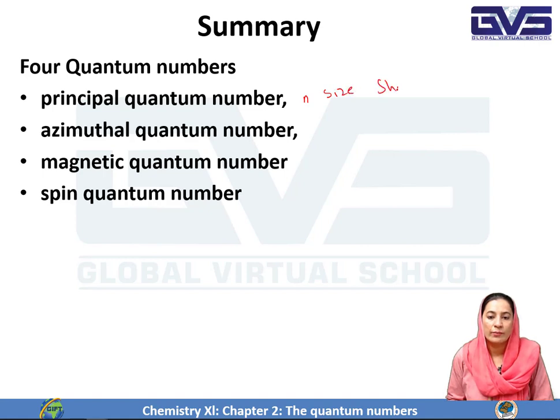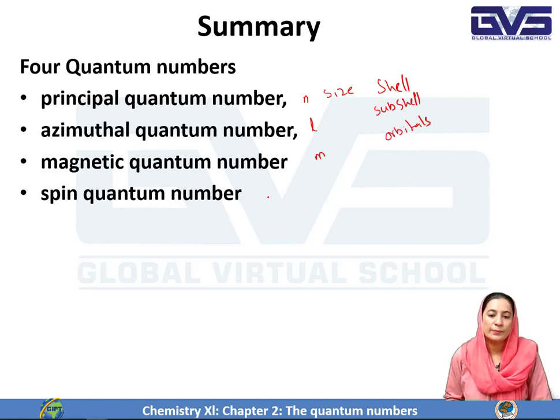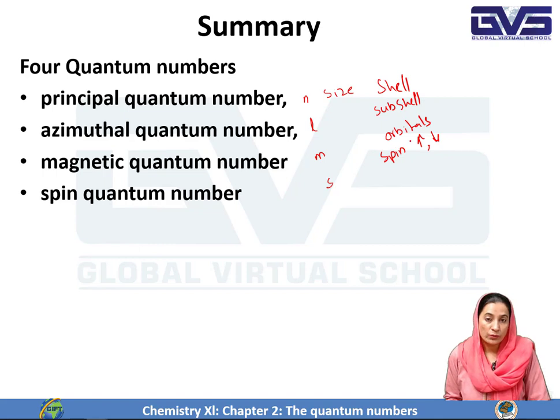So this was all about the quantum numbers. The principal quantum number, represented by n, shows the size, and tells about the shells or orbits or energy levels. The azimuthal quantum number, represented by l, shows the subshell. The magnetic quantum number, represented by m, shows the orientation, and it tells about the orbitals. And the spin quantum number, s, tells about the spin of the electron, whether it's clockwise or anti-clockwise.